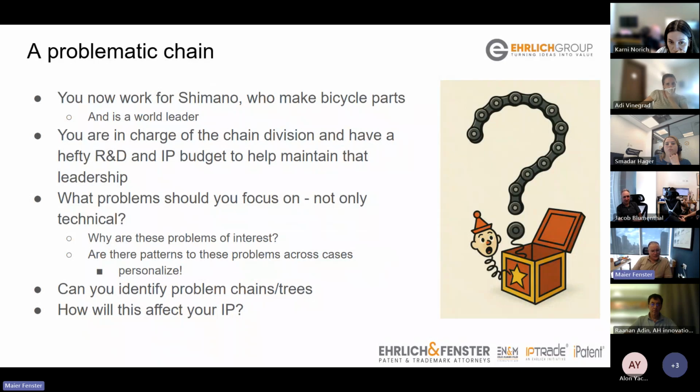So you can't just focus on technical problems. So what problems should you focus on? And even if these problems are common problems, should you just take a standard definition or should you personalize it? And what IP should you write and when?